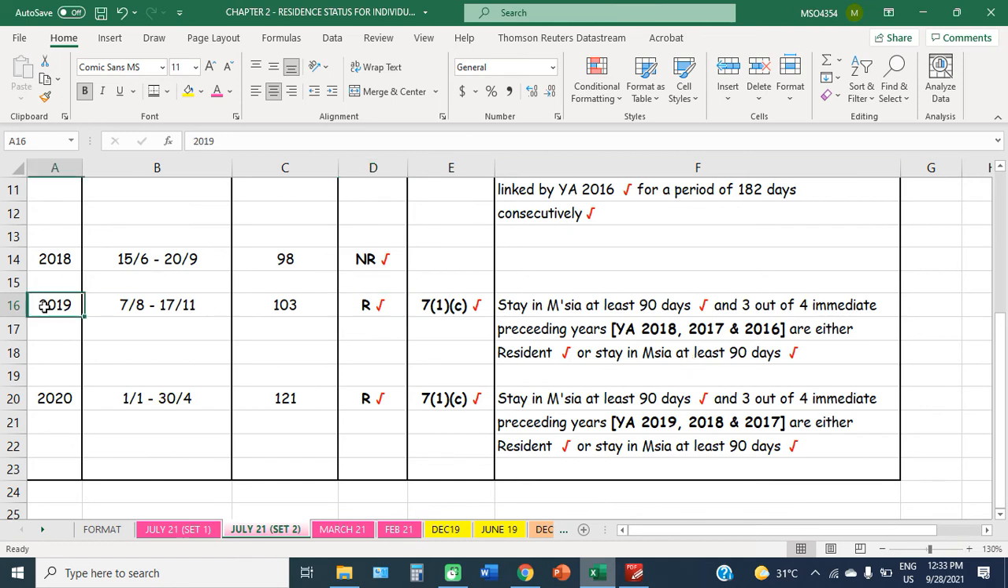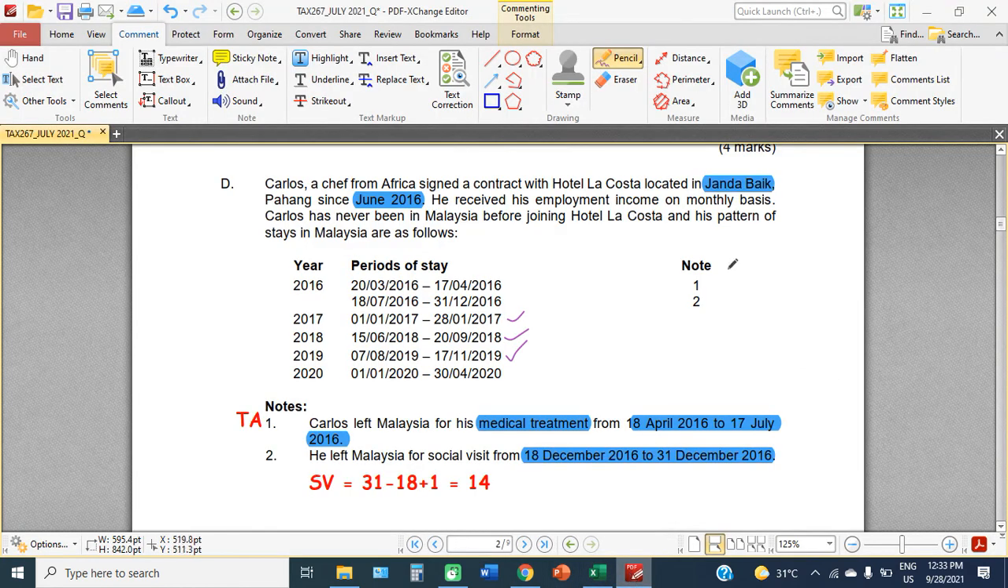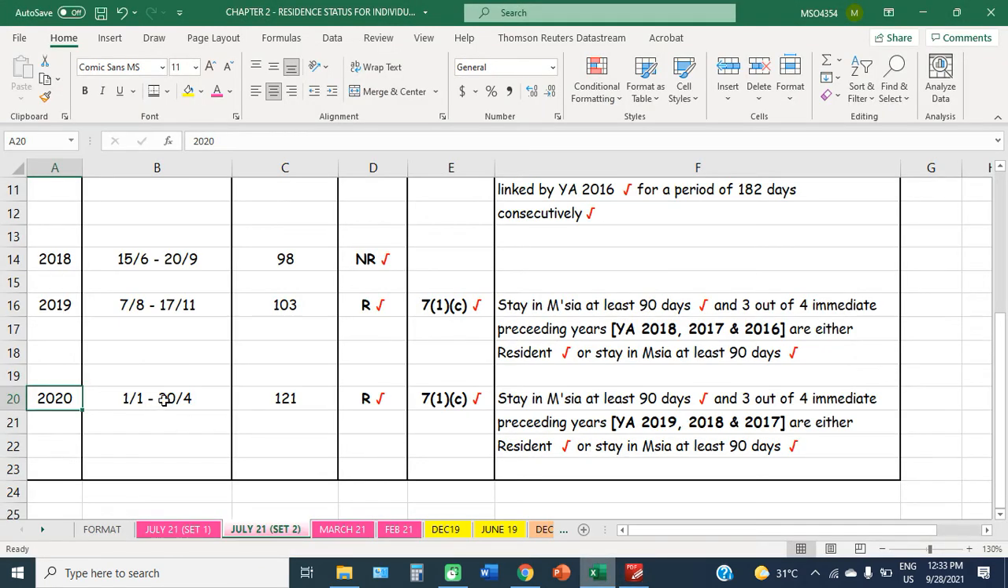Alright, done for 2019. Last but not least is YA 2020. Okay, 2020, what do we have here? 1st January until 30th April. Guys, 2020 is a leap year, so our February is 29. Start from 1st January: January 31 days, February 29, March 31, April until 30, so plus 30. You will get here 121 days.